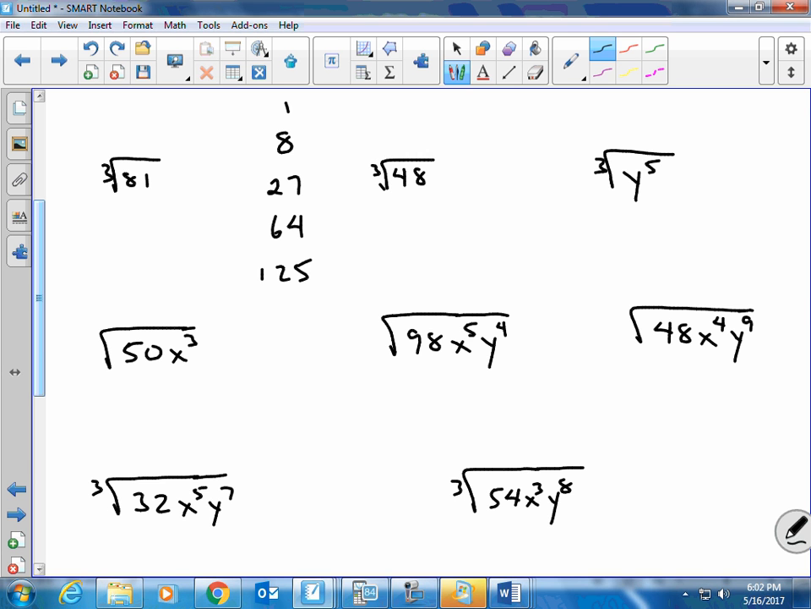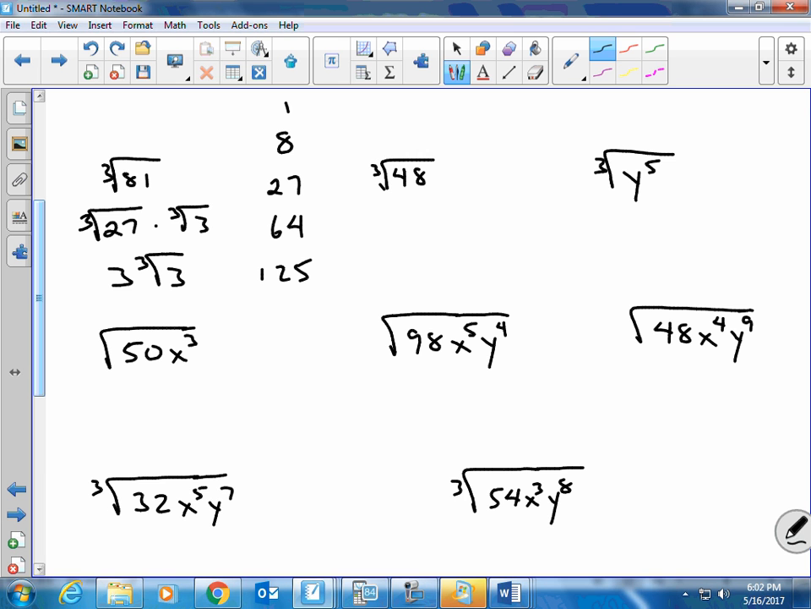27 does. I can break this cube root of 81 down into the cube root of 27 times the cube root of 3. What is the cube root of 27? Well, 3 times 3 is 9 times 3 is 27, so it's 3. What is the cube root of 3? I don't know. Some decimal, so I leave it alone.